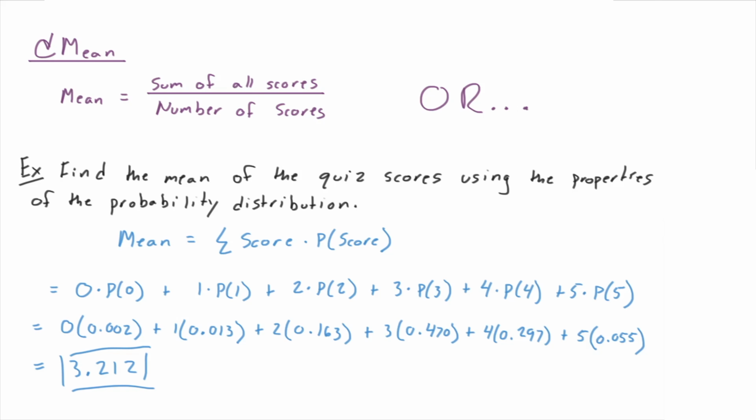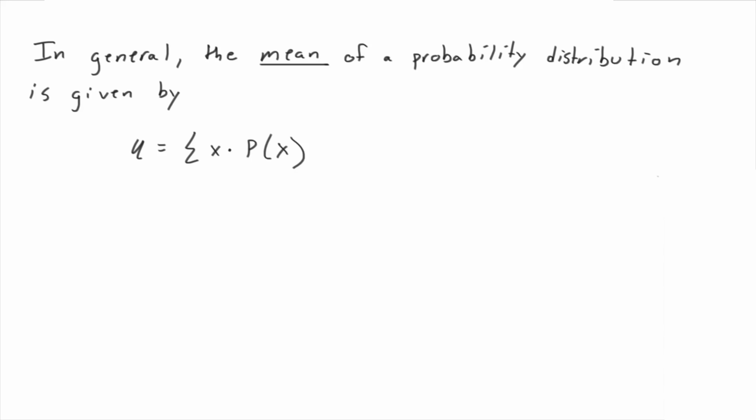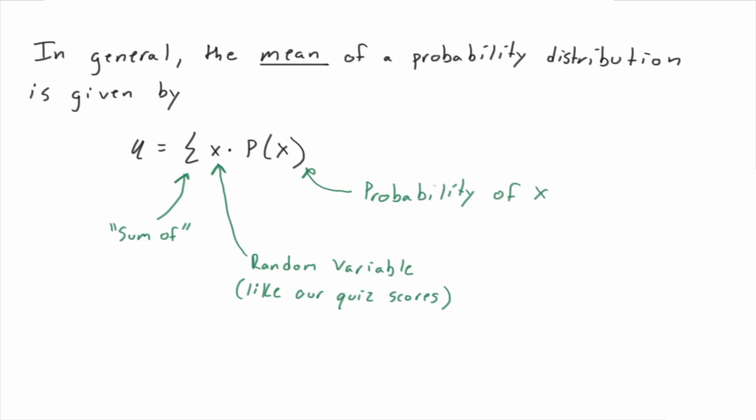Awesome. Now it's worth noting that more generally, this can be represented by the formula here. Mu equal to the sum of x times the probability of x, where the sigma represents sum of and x represents your random variable. So for every option for your random variable, you multiply it by its probability and then add them all together. Like in our case, we used the numbers 0 through 5 for x, multiplied them by their probabilities, and found a sum of 3.212. So that's a pretty powerful feature of discrete probability distributions, but that's still not all.